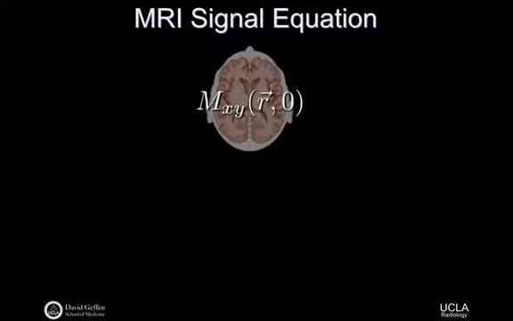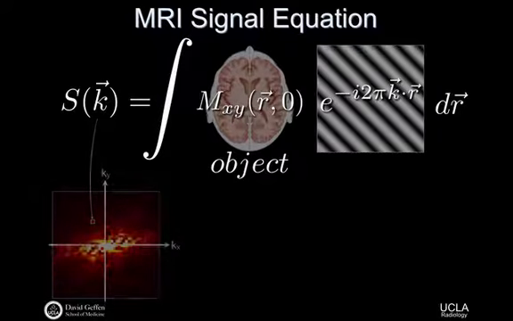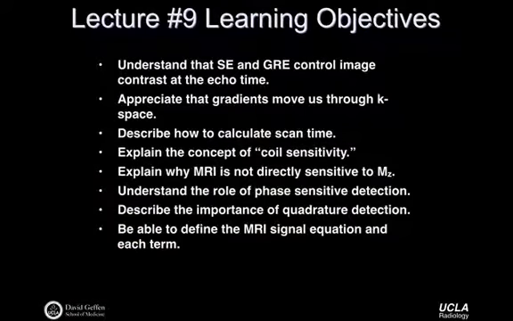Okay, so pushing through this, let's see where we are. Got through this. Okay, let's go through this and then we'll take a quick break, but I think probably you've got most of this at this point. You know that spin echo and gradient echo imaging controls the image contrast. Specifically, we talk about defining it at the echo time. We'll talk later about this T2 star weighting effect. You have some appreciation now for how gradients move us through K-space.